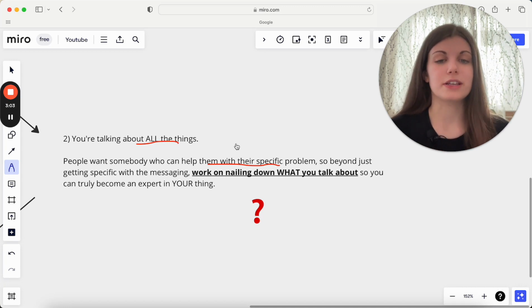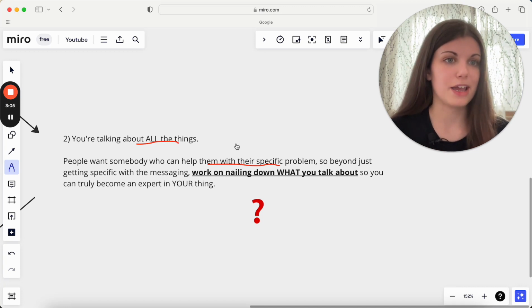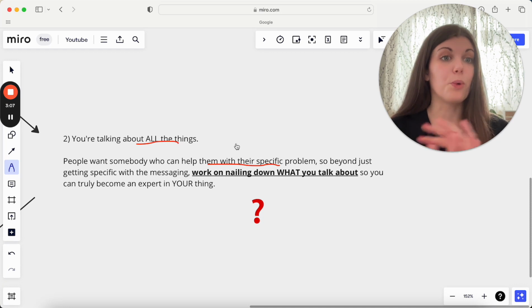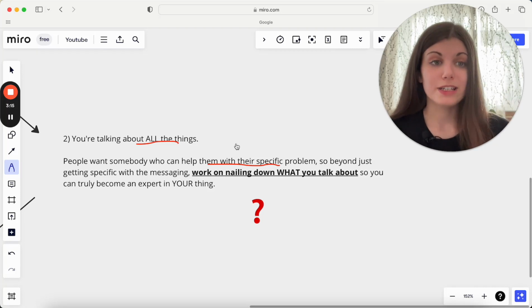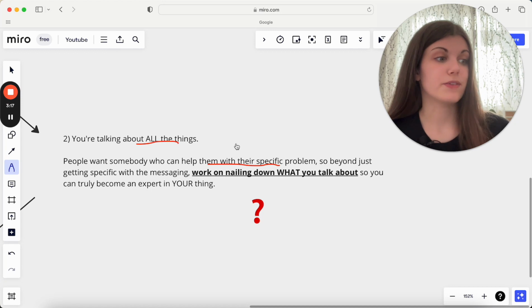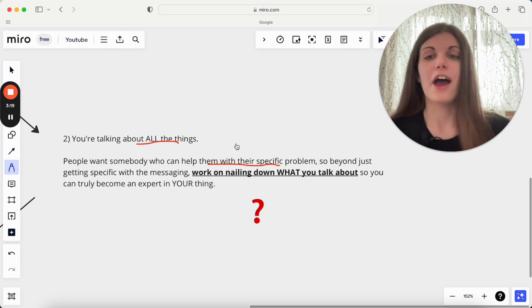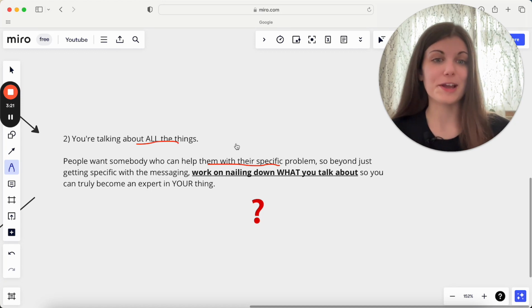They're not just going to hire someone who is person A, who is just talking about all things nutrition, every type of person, every type of reason why someone would want this, versus that person B, who is really specific and is talking about specifically nutrition for people with IBS. Very random example, but I hope you get the point of that.